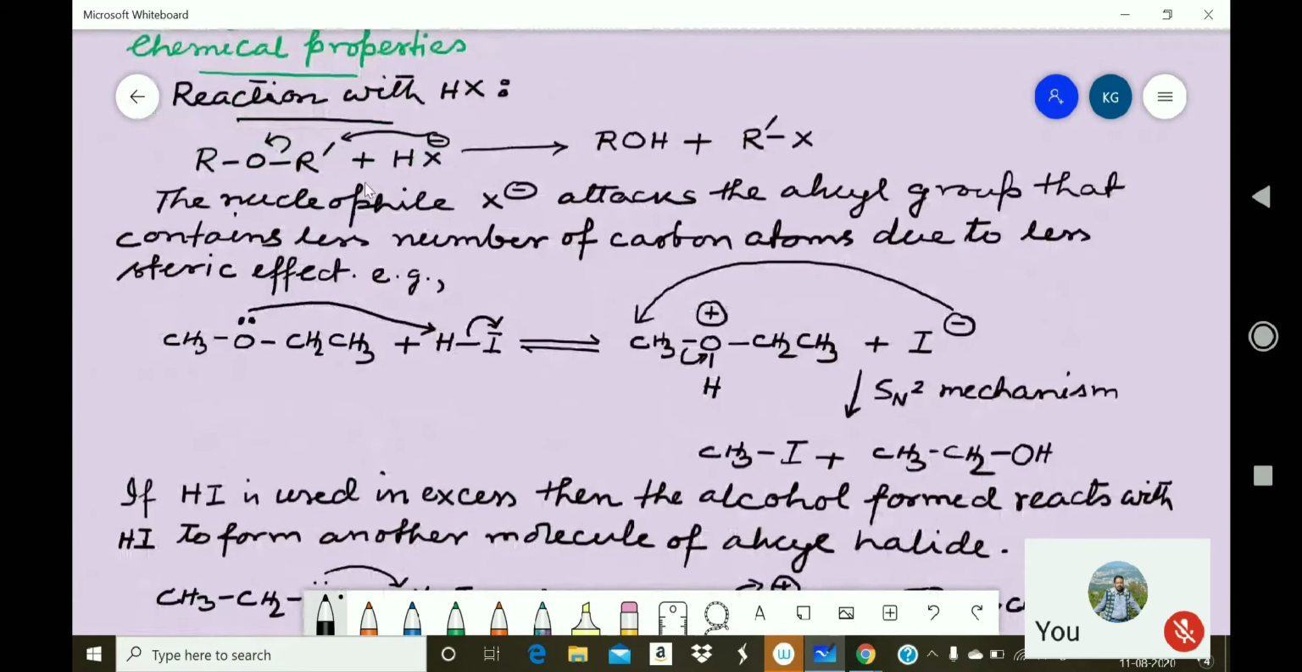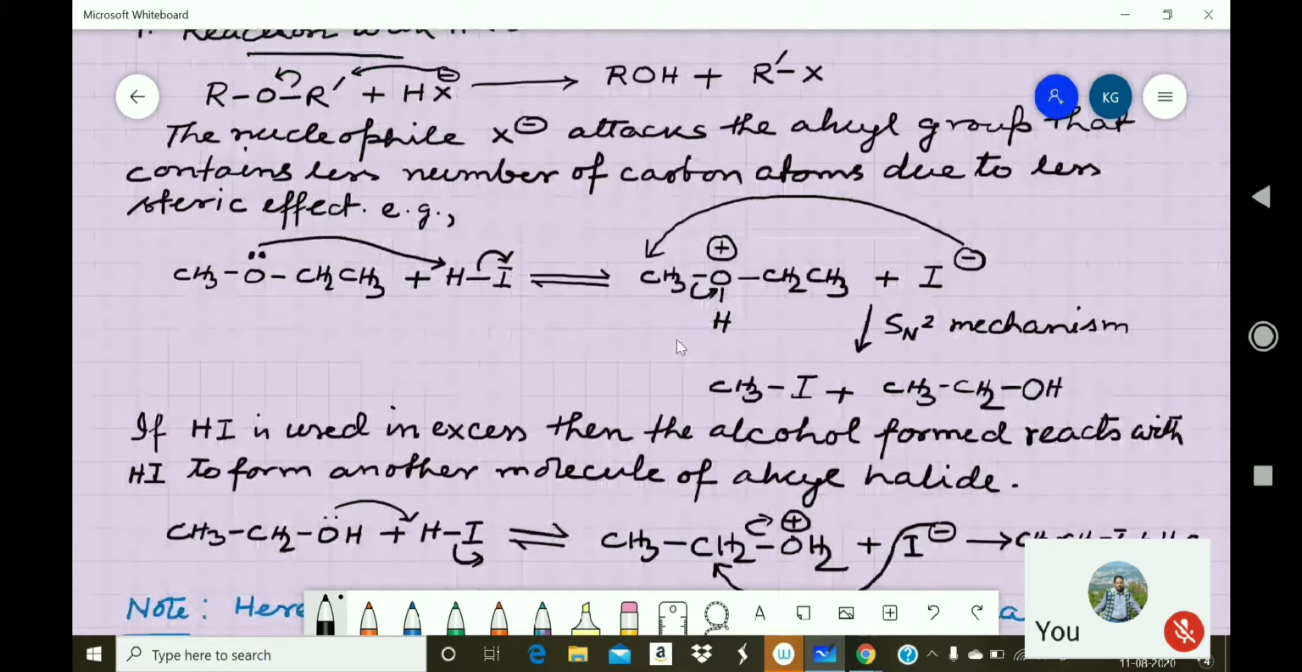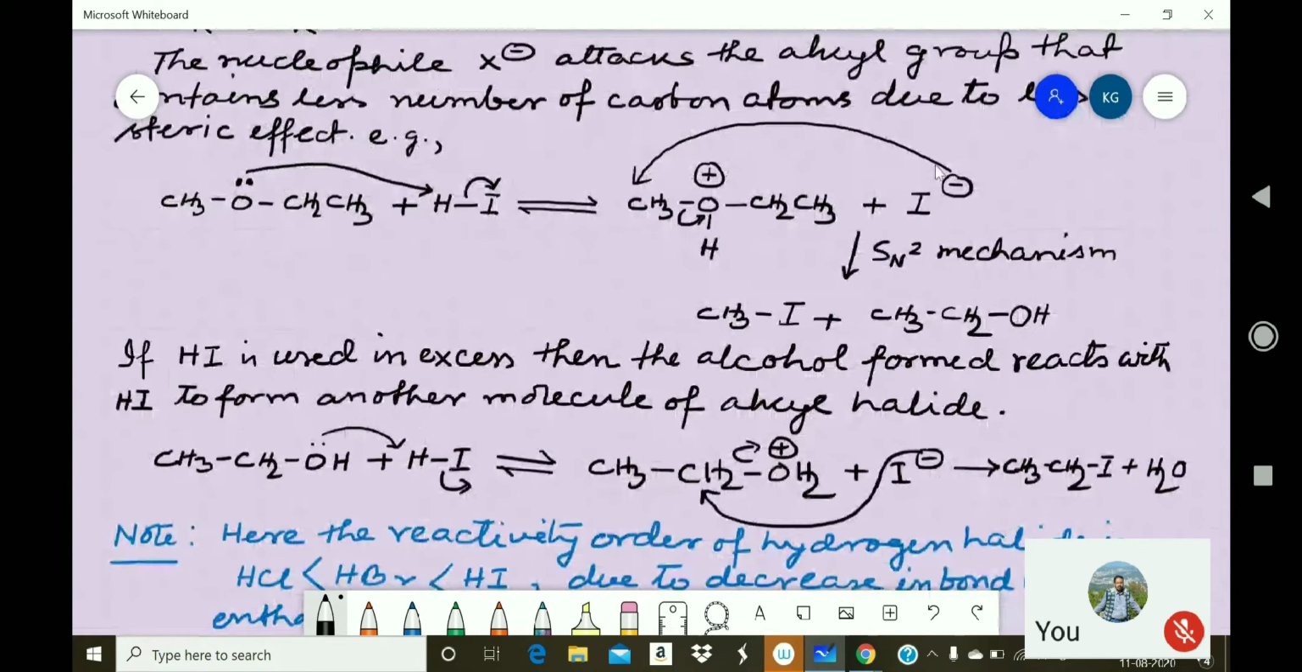We can follow that this R dash, we can consider it has fewer carbon atoms, so the halogen is attached to this R dash group, and this oxygen alkyl bond is broken. So from this side, the alcohol will be formed. As an example, if we take methoxyethane as the ether reacting with hydrogen iodide, first of all, protonation takes place. In the second step, the halide attacks the smaller alkyl group, resulting in the formation of methyl iodide and ethanol from this side.